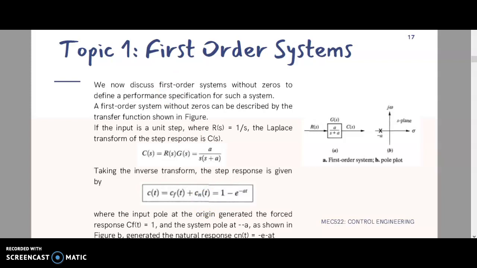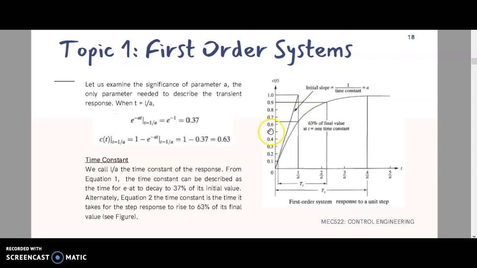So kita nak tengok macam mana dia punya graph dia. For first order system, dia punya response dia macam ni. Dia akan dapat satu curve. Dia akan naik dengan laju, laju sampailah dia akan maintain dia punya output dia. The final value kita panggil.